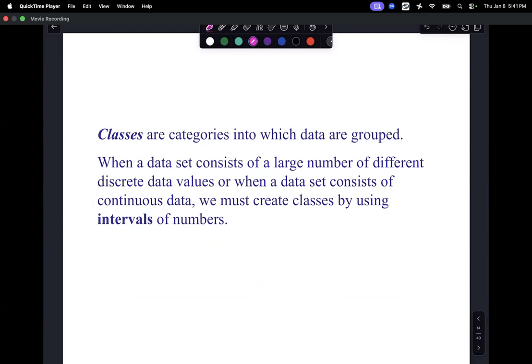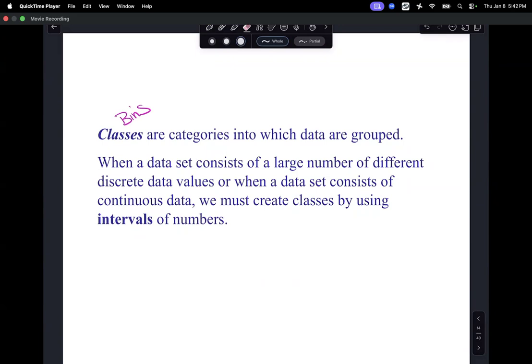Okay, moving on. Now we're moving into continuous. Classes are the categories in which the data are grouped. We also call them bins because Excel calls them bins, and I have gradually worked to calling them bins more than I call them classes. It's the exact same thing. Classes and bins are the same thing. So when we have a large number of different discrete values, or if we have continuous data, we're going to have to create intervals of numbers.